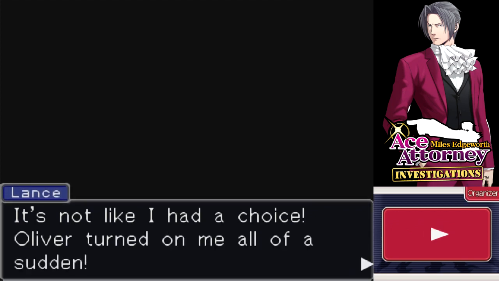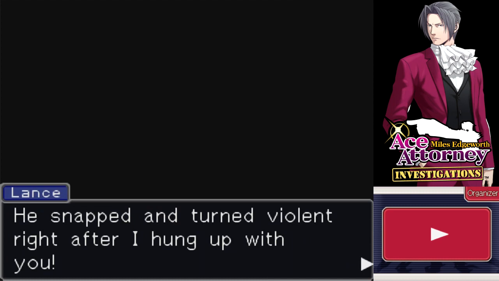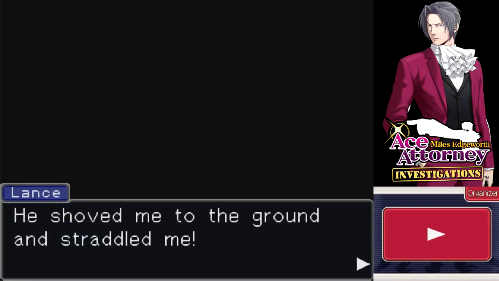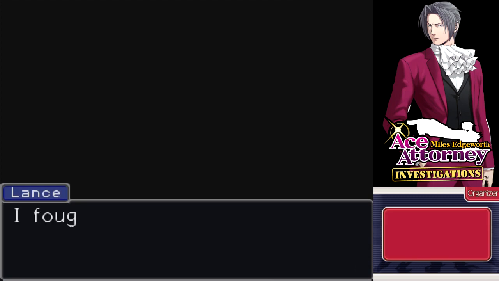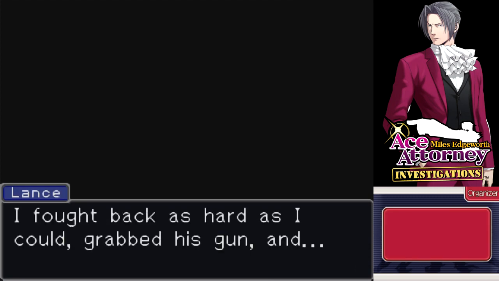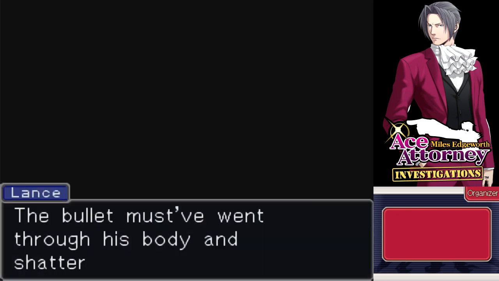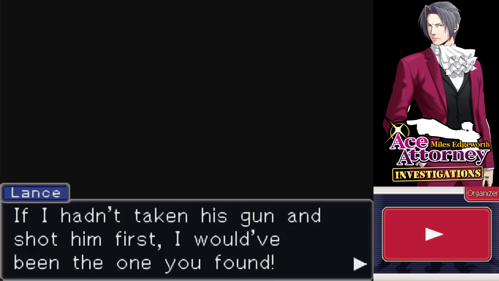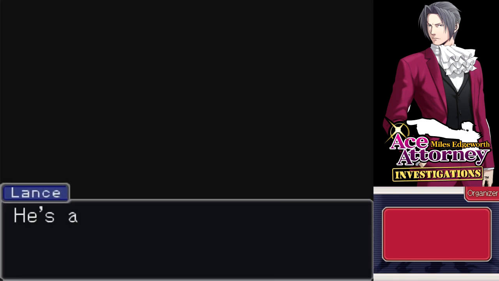It's not like I had a choice. Oliver turned on me all of a sudden. He snapped and turned violent right after I hung up with you. He shoved me to the ground and straddled me, and I kind of liked it, but it wasn't the right civilized situation for that. I fought back as hard as I could, grabbed his gun, and I shot him. The bullet must have gone through his body and shattered the mirror. If I hadn't taken his gun and shot him first, I would have been the one you found.